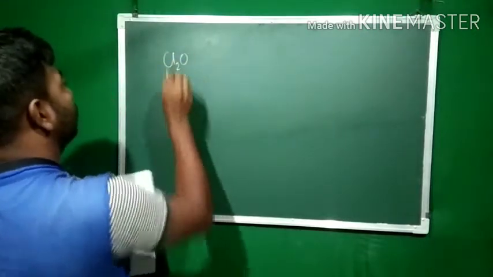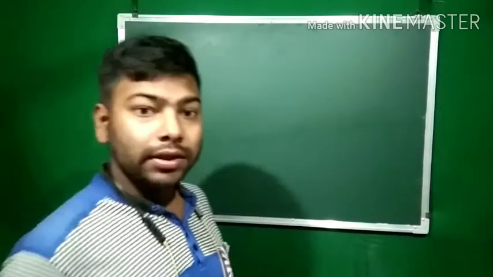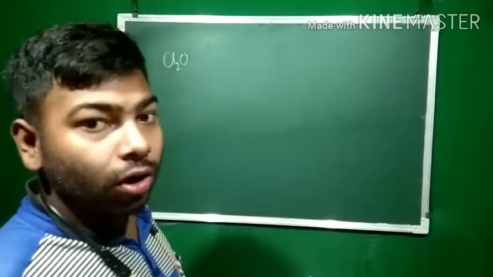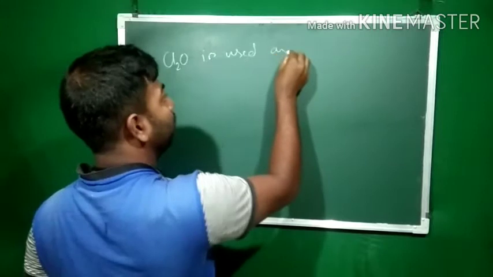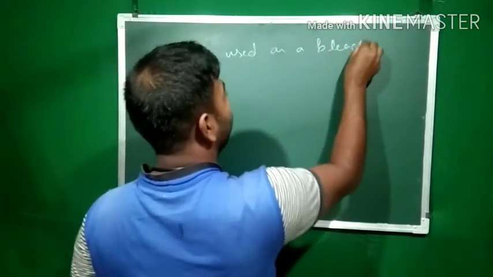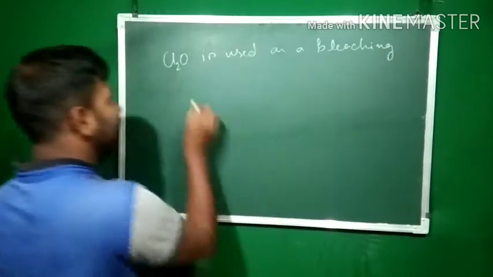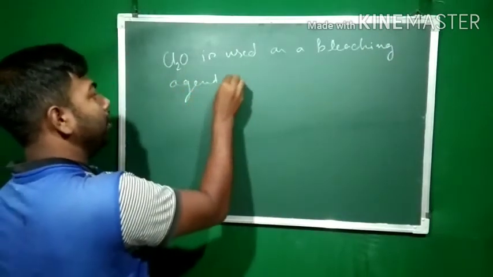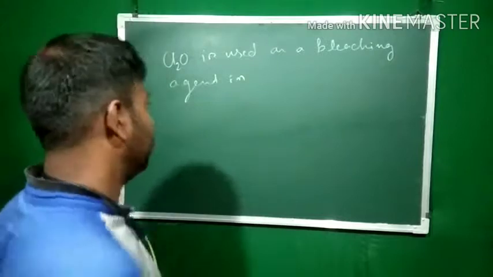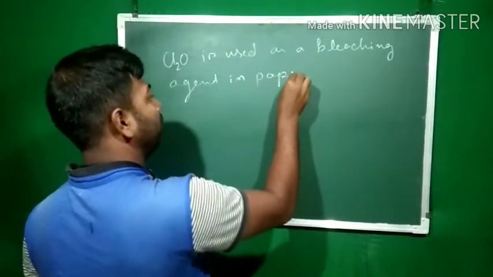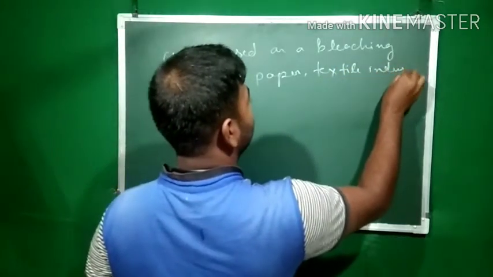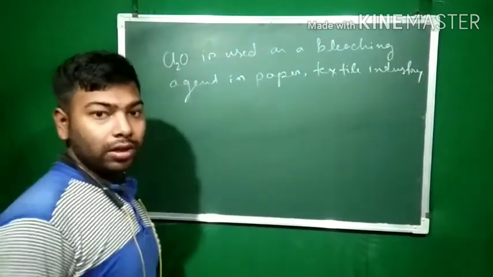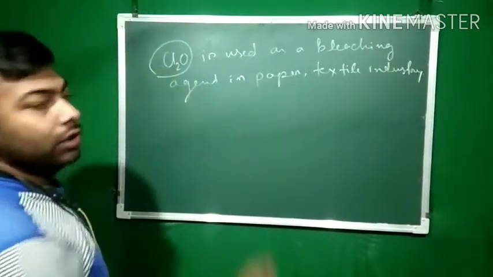First one is Cl2O, that means oxide of chlorine. Oxide of chlorine is used as a bleaching agent in different types of industries, for example the paper industry and the textile industry. This is a very important use of Cl2O.